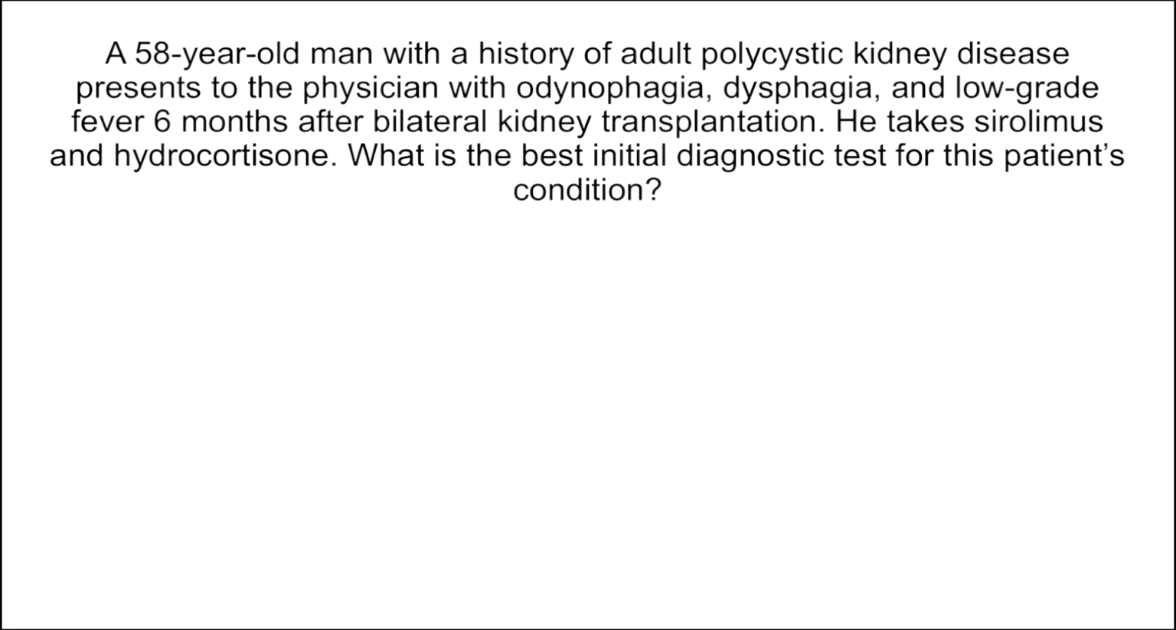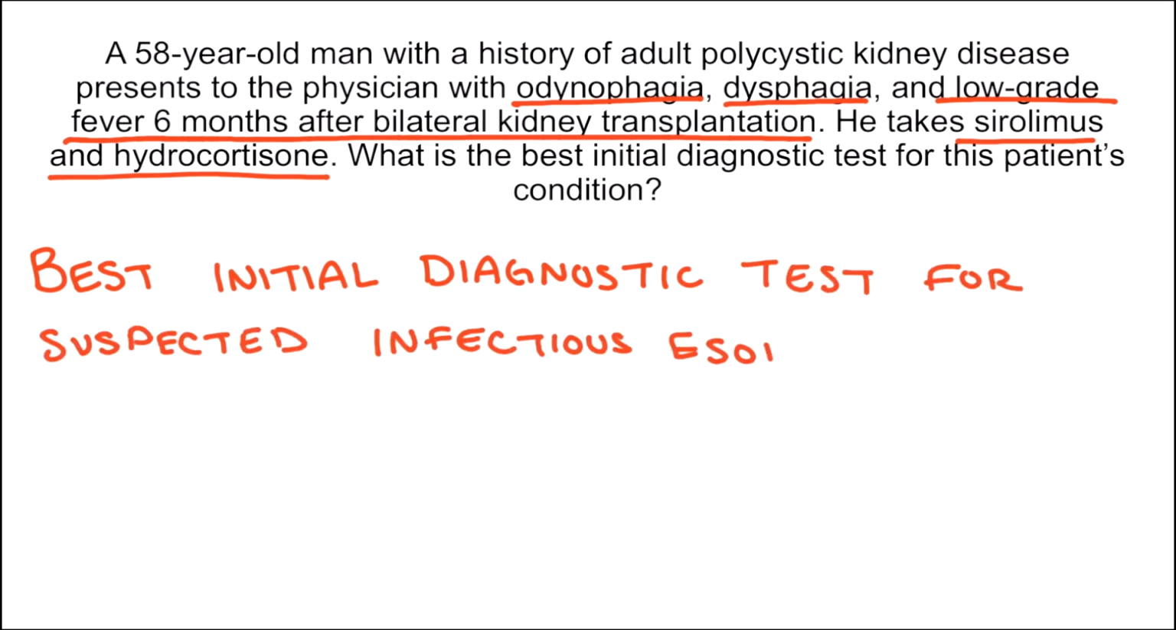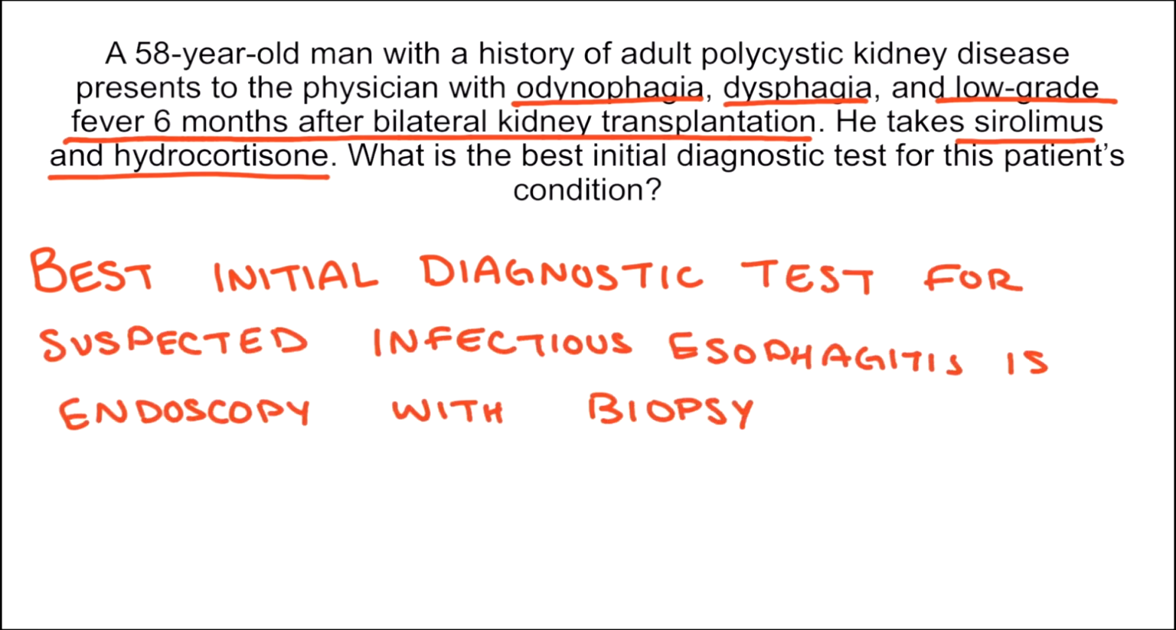This patient presents with odynophagia, dysphagia, and low-grade fever 6 months after bilateral kidney transplant. He takes sirolimus and hydrocortisone. Therefore, he is immunosuppressed. Odynophagia and dysphagia in a patient taking immunosuppressant drugs suggests infectious esophagitis. The best initial diagnostic test for suspected infectious esophagitis is endoscopy with biopsy.